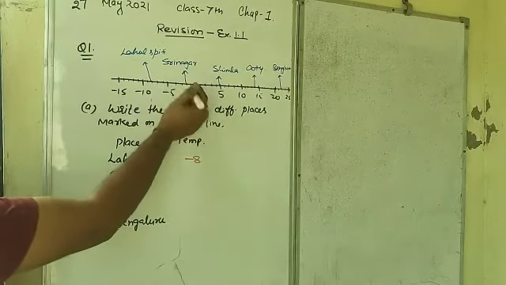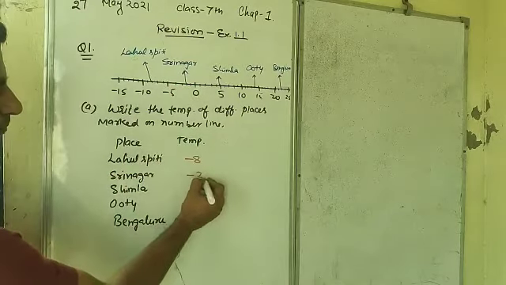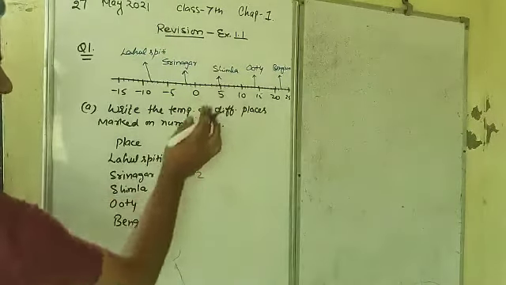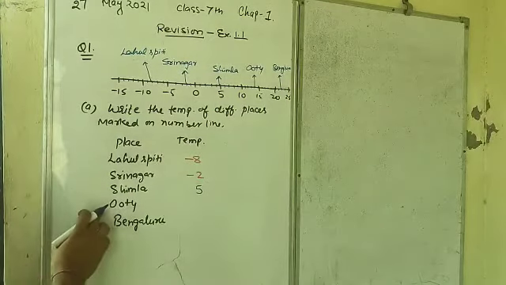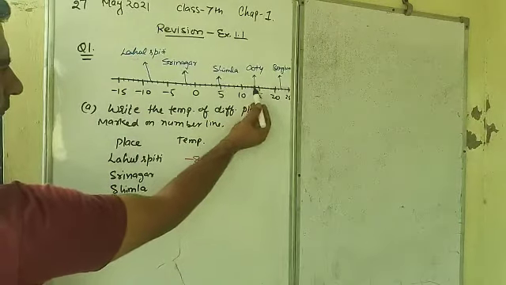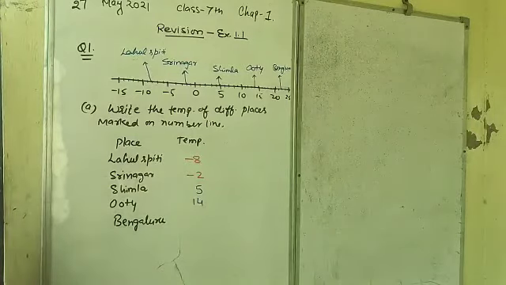What is the temperature of Srinagar? Srinagar का temperature कितना है बेटा? Just 2 points left of the 0. So -2. Okay. Now, what is the temperature of Shimla? It's exactly 5. Now, what is the temperature of Ooty? 5, 10, 11, 12, 13, 14. 14 degrees.